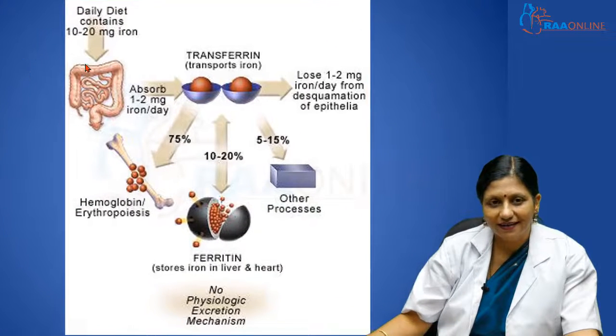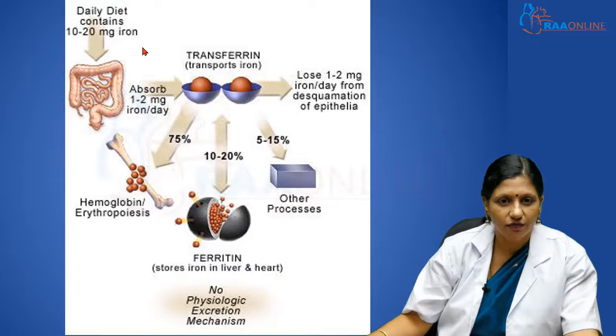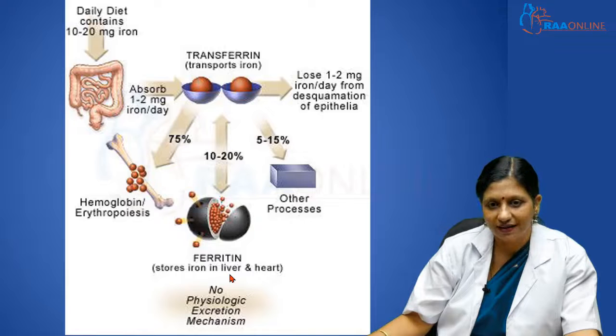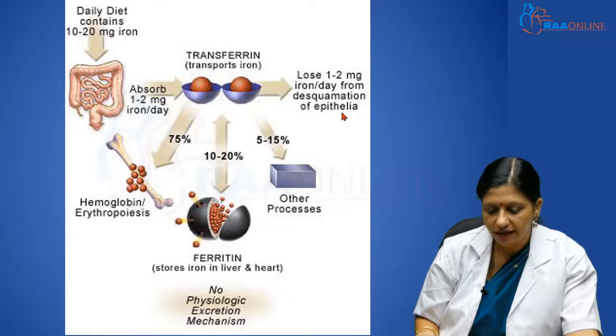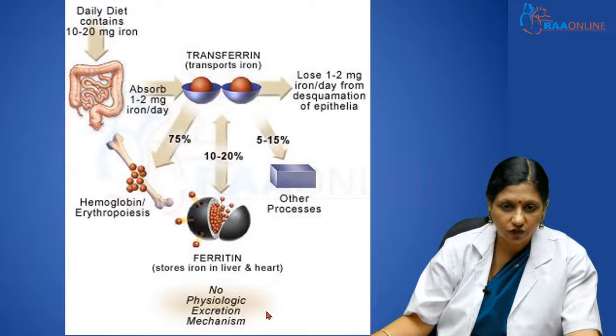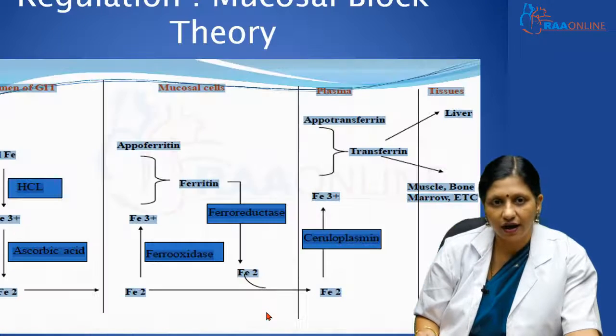Our daily diet can contain 10 to 20 milligrams of iron, and it is absorbed, in a non-pregnant individual, at 10%. 1 to 2 milligram iron per day is absorbed, and transferrin transports iron, and 75% goes for erythropoiesis, 10 to 20% is stored as ferritin in liver and heart, and 5 to 15% is for other processes. Daily around 1 to 2 milligram iron is lost from the desquamation of the epithelia. There is as such no physiological excretory mechanism for iron.